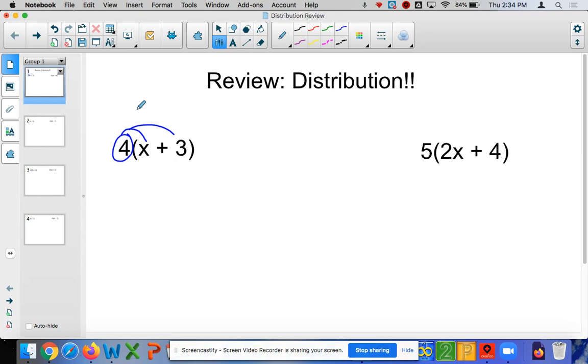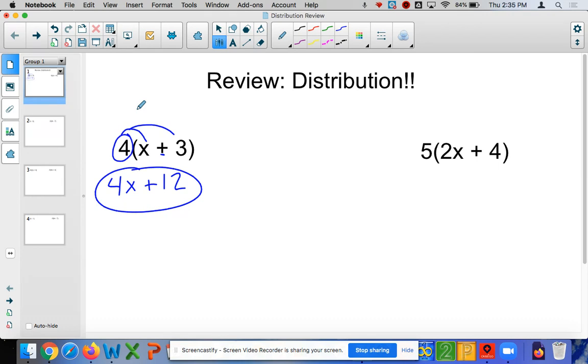So we take 4 times x. That gets us 4x. Now we take 4 times a positive 3. Remember that positive sign goes with the 3. So 4 times 3 is 12, and that 12 is positive, so I say plus 12. And there you go. Now we go on to the next one.